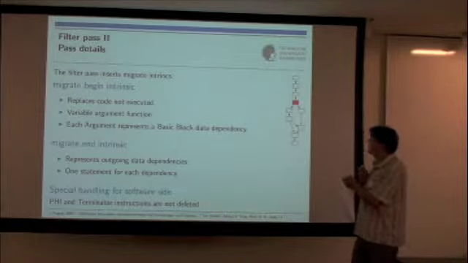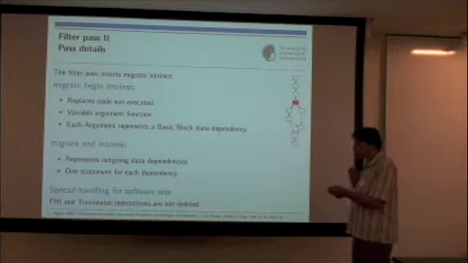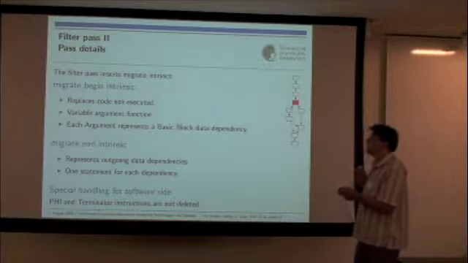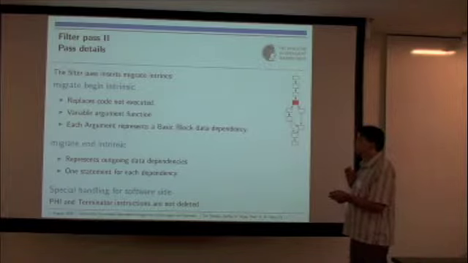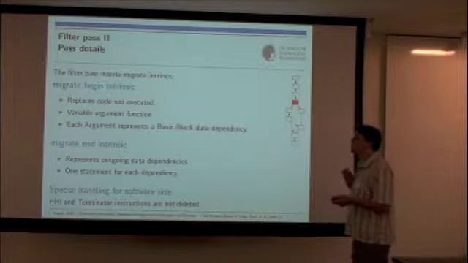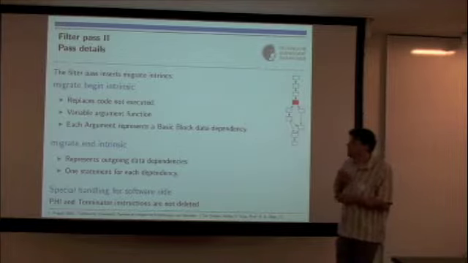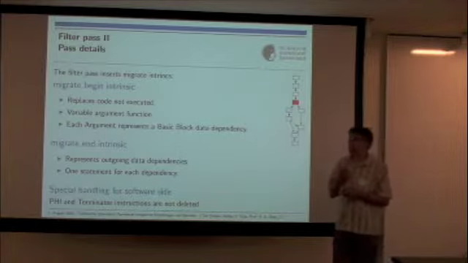The filter pass uses the information from the binning pass. It creates migrate begin and migrate end intrinsics. The migrate begin intrinsic replaces all the code not executed on the current hardware or software side. The migrate begin intrinsic itself is a variable argument function, which means every incoming data dependency is one argument to the migrate begin instruction.